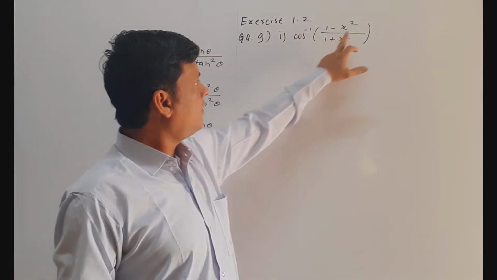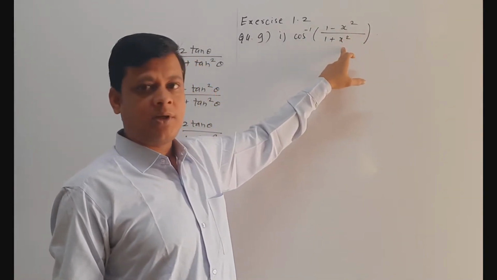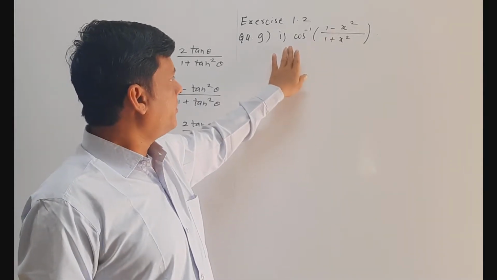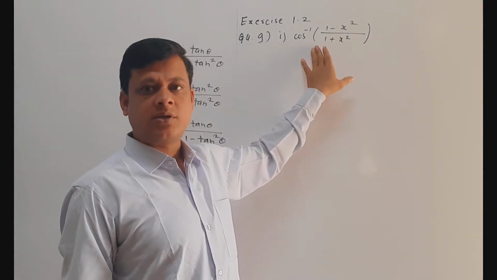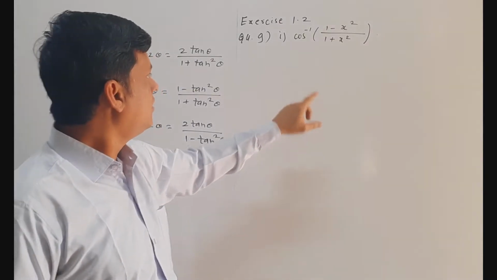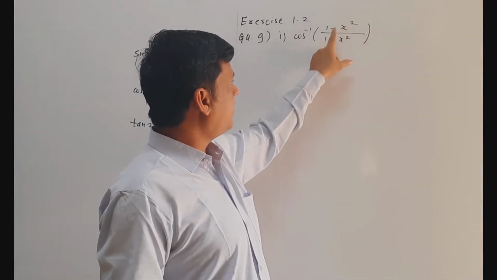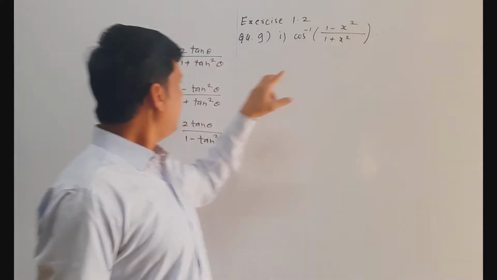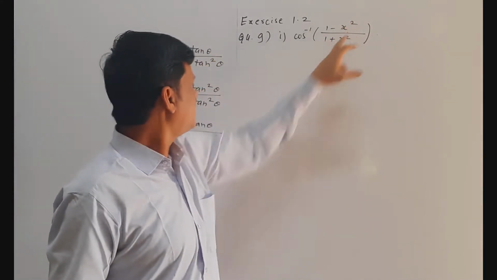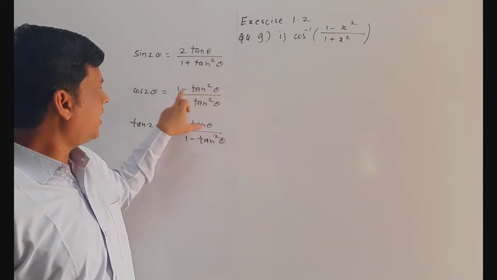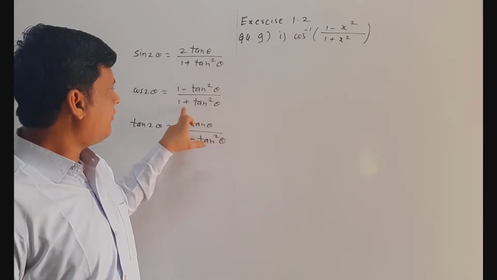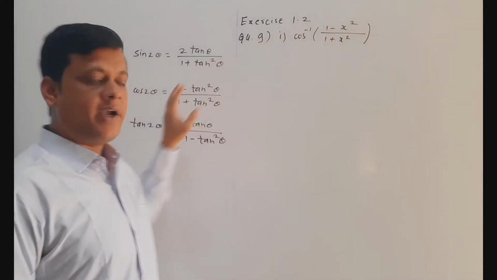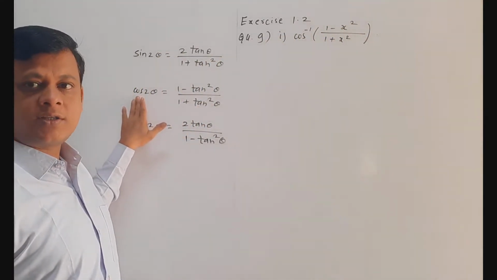Cos inverse of 1 minus x square upon 1 plus x square. We have to differentiate this given function. Before differentiating the given function, we simplify it first. So for that, observe this bracket, 1 minus x square upon 1 plus x square. If we replace this x by tan theta, we get 1 minus tan square theta upon 1 plus tan square theta. That means this bracket we write in the form of cos.